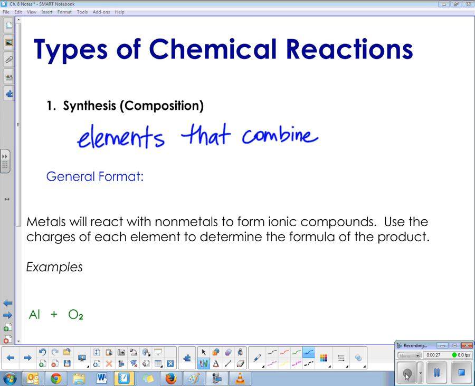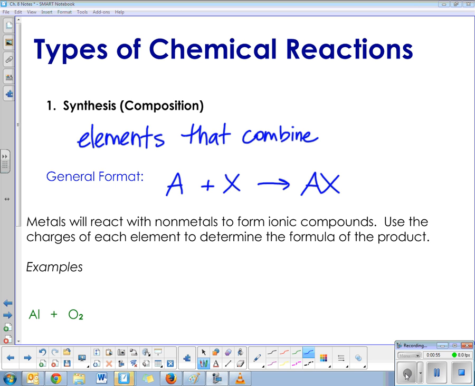So on the reactant side, you will see elements just listed out, something plus something. On the product side will be the combination of those two. So the general format will be some element, and I'm just going to use letters to represent them, plus another element that are going to make the combination of the two. Okay, so that's the general format, what they will all look like.